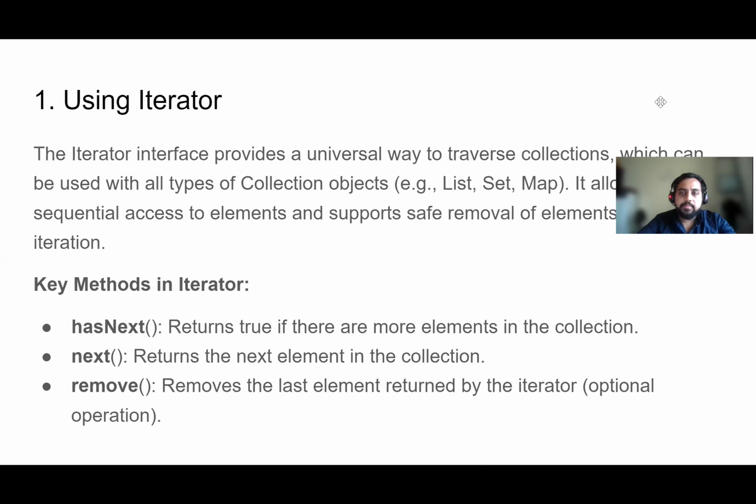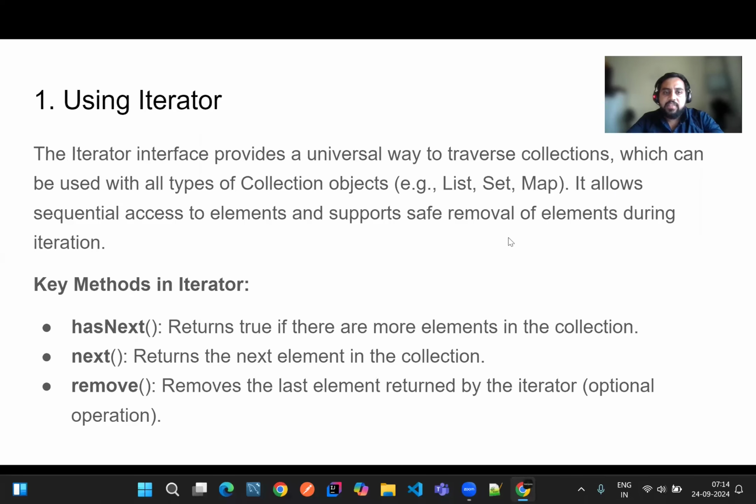First, through iterator. The iterator interface provides a universal way to traverse through collections, which can be used for all types of collections: list, set, map, etc. It allows sequential access to elements and supports safe removal. Suppose you are iterating through our collection, we are able to remove some of the elements. It supports safe removal of elements during an iteration.